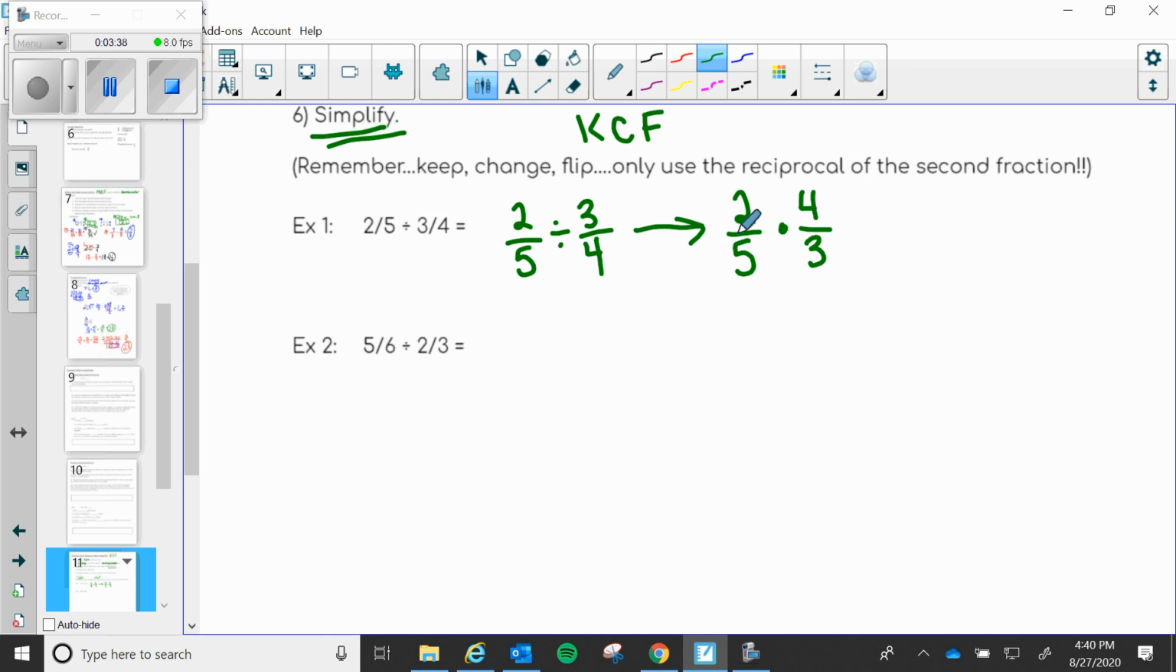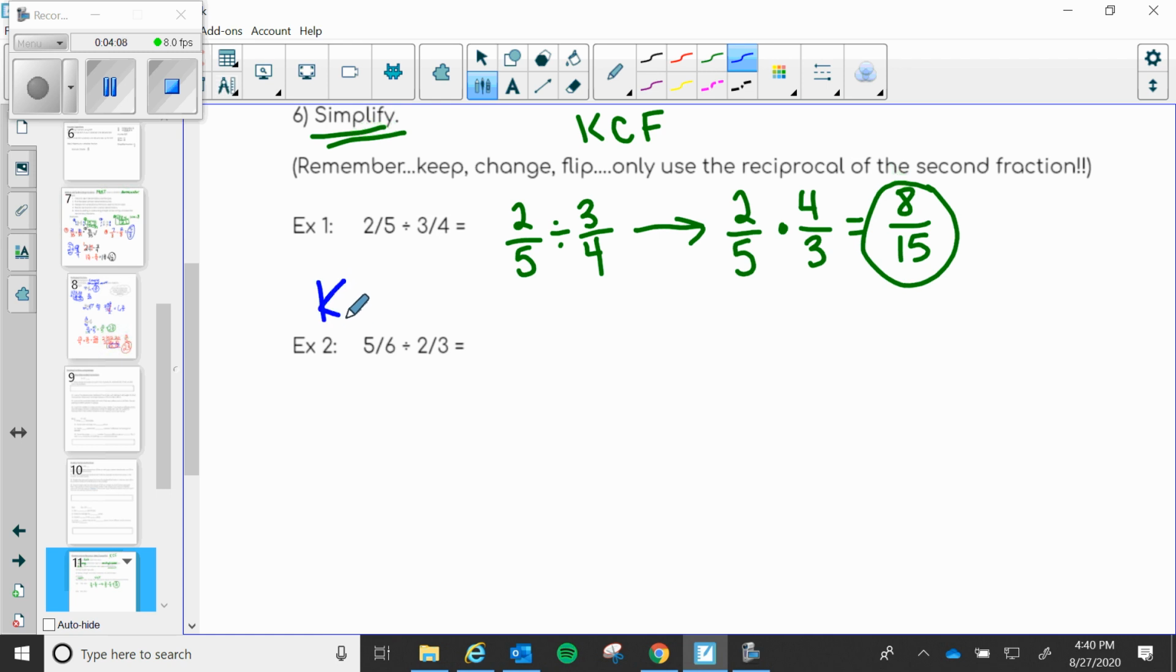We cannot cross simplify in this example, so let's multiply. Step 5. Multiply straight across, just like you normally would when you're multiplying fractions. So 2 times 4 is 8. 5 times 3 is 15. Check to see if you could simplify, and in this case you cannot. So this is our final answer. Look how easy that was. So super easy. So now let's jump to our second example.